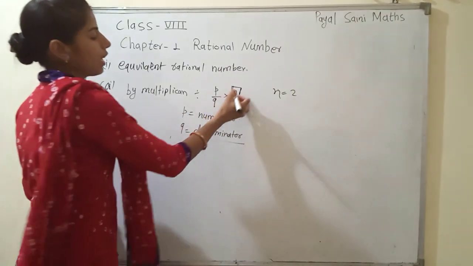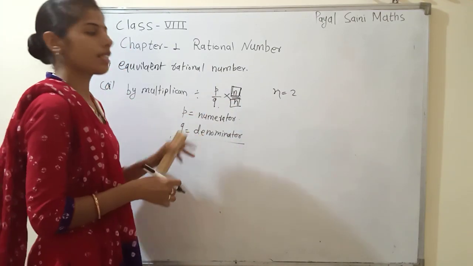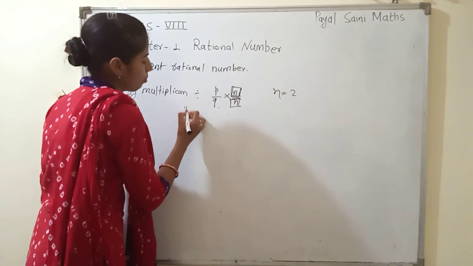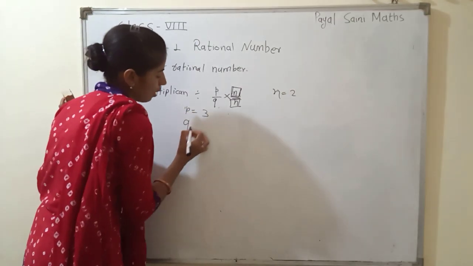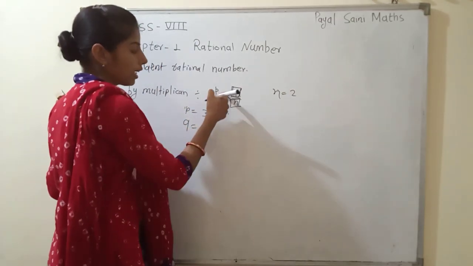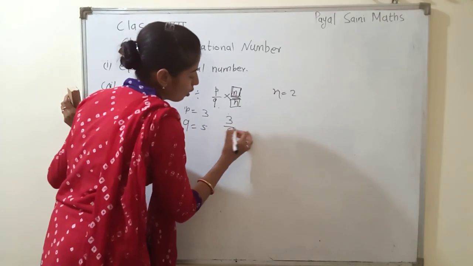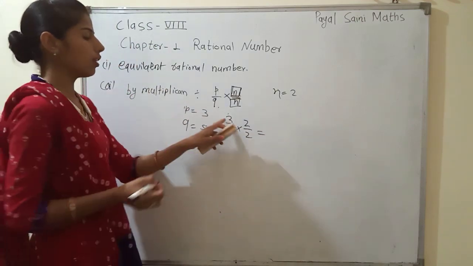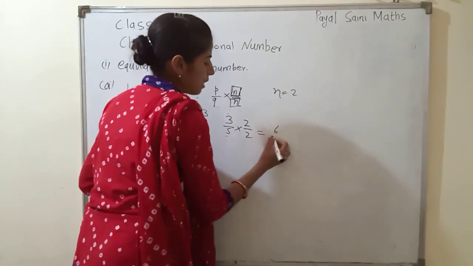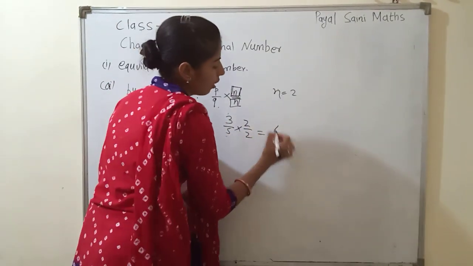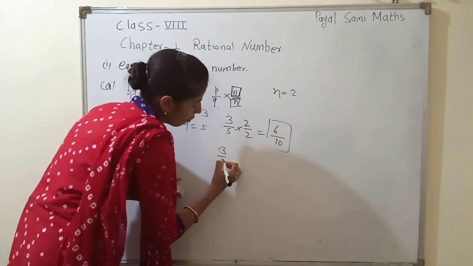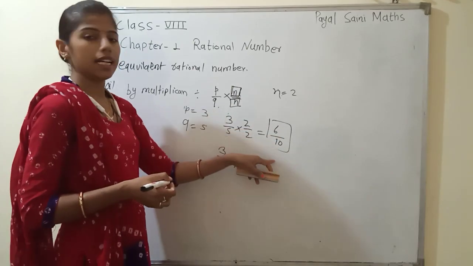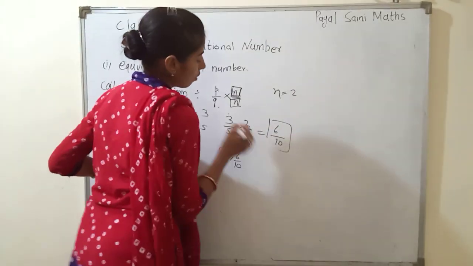P by q is multiplied by the same number. I write n equal to 2, p equal to 3, q value is 5. Then the rational number 3 by 5 multiplied by 2 by 2: 3 2s are 6 and 5 2s are 10. Then 3 by 5 and 6 by 10 are equivalent fractions.